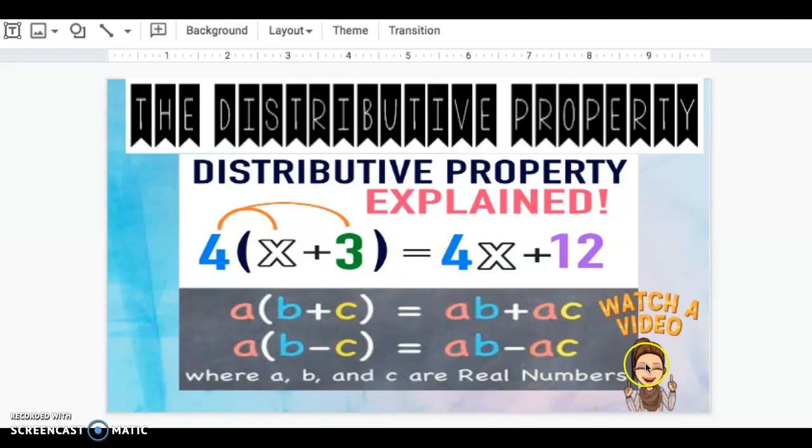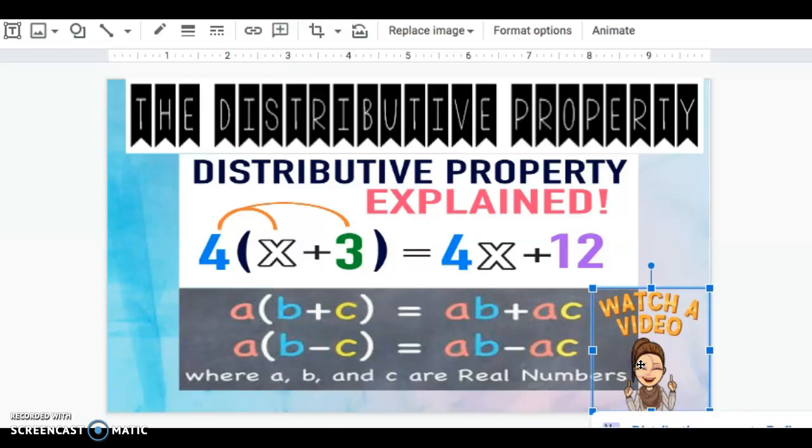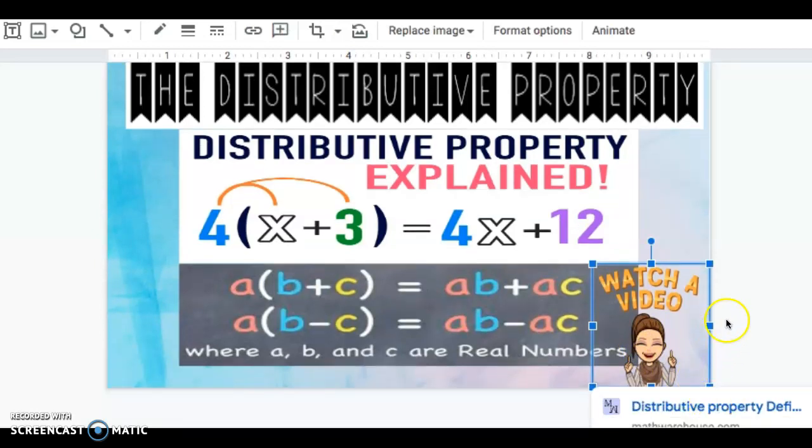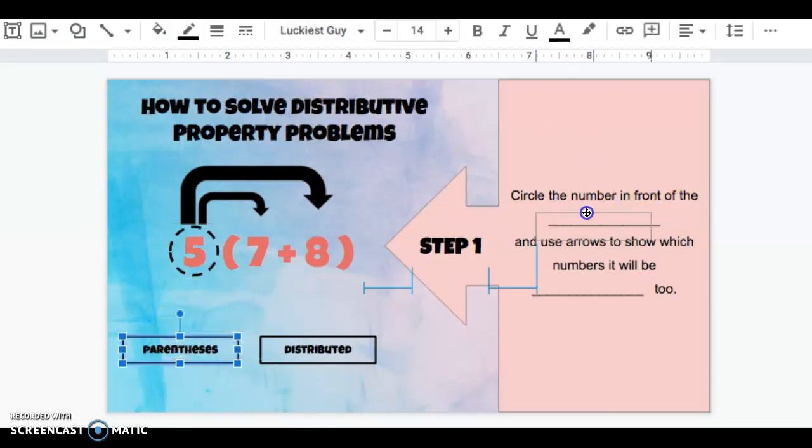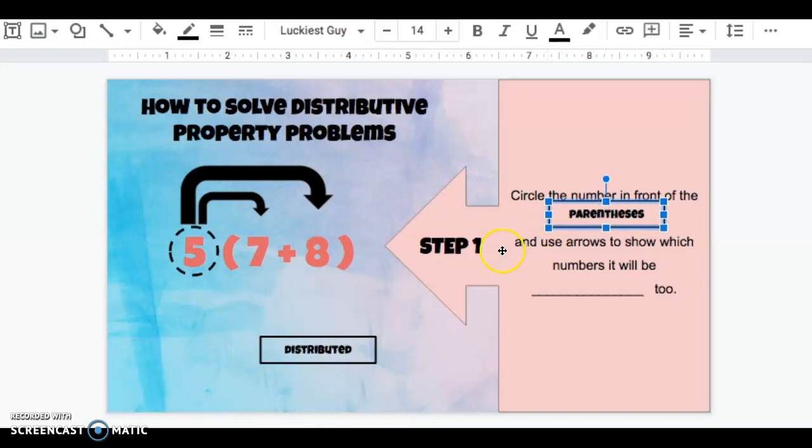But on this slide, if you click on my Bitmoji, there is a video, it's right here, that gives you the definition and another video besides myself of how to do the distributive property. So for the first step, how to solve a distributive property, you're going to circle the number in front of the parentheses and use arrows to show which number it will be distributed to.